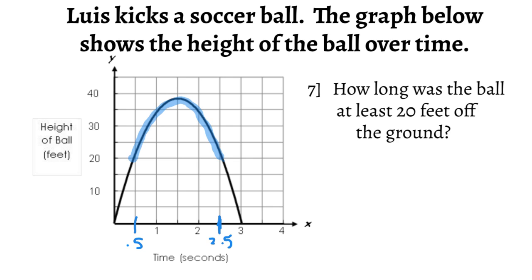How much time is that? From 2.5 and 0.5, all we have to do is subtract. 2.5 minus 0.5. The ball was above the ground, at least 20 feet into the sky, for about 2 seconds. I'm going to put an approximate symbol. 2 seconds. It's an estimate.